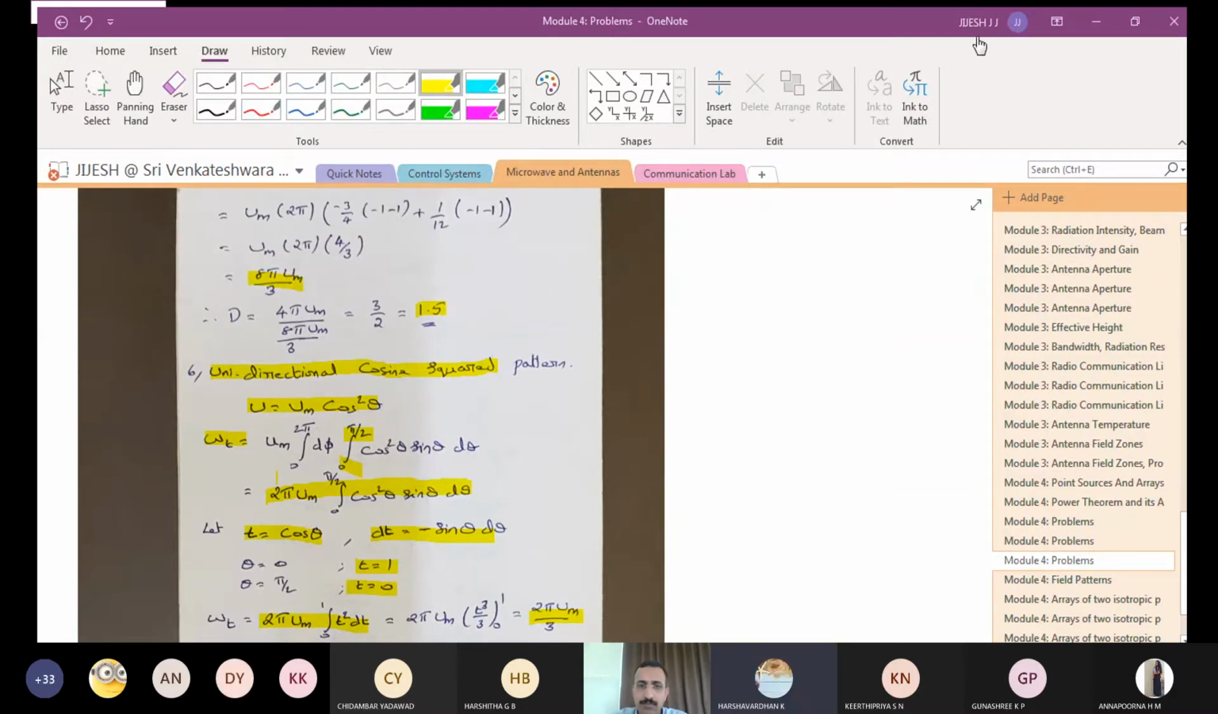Sir, that should be a minus dt, no, sir? Yeah, that's what I have shuffled the limits. You can see that actually the limit has to be 1 to 0. There is a property in integration that you can shuffle the limits and remove the negative sign. So I have removed the negative sign, but you can see I have shuffled the limits to 0 to 1. Is that clear? Okay, sir.